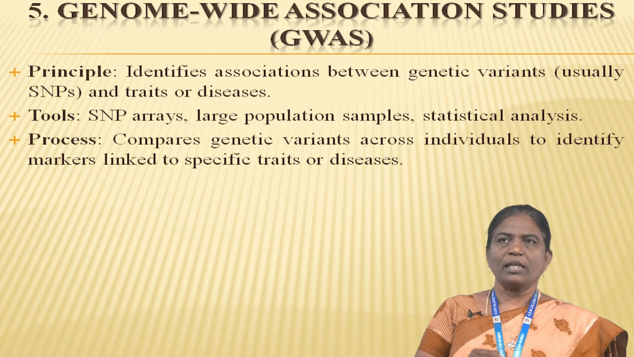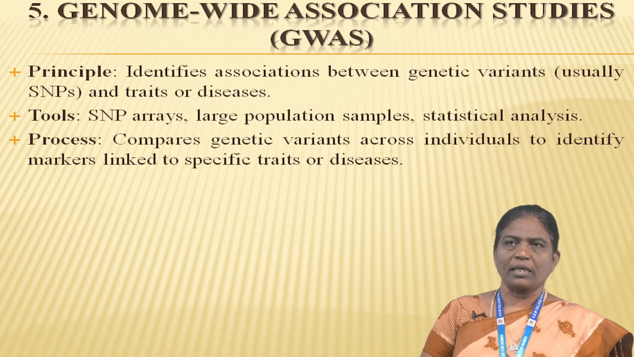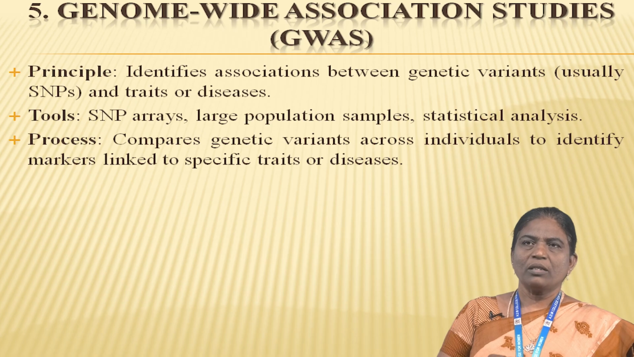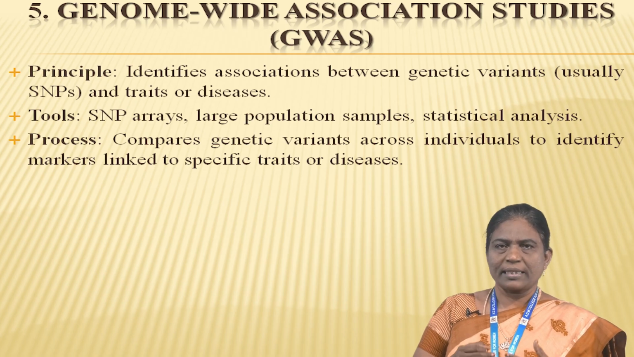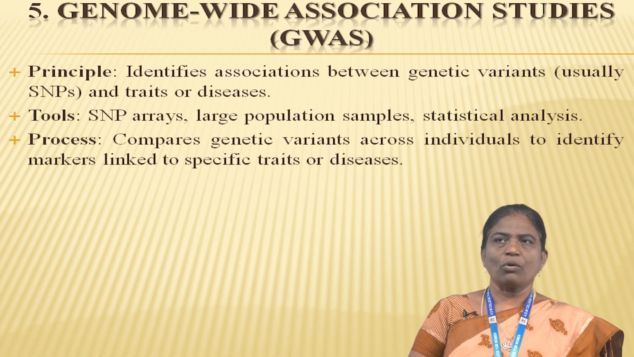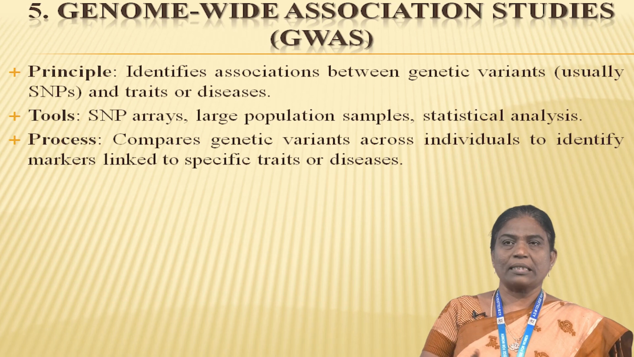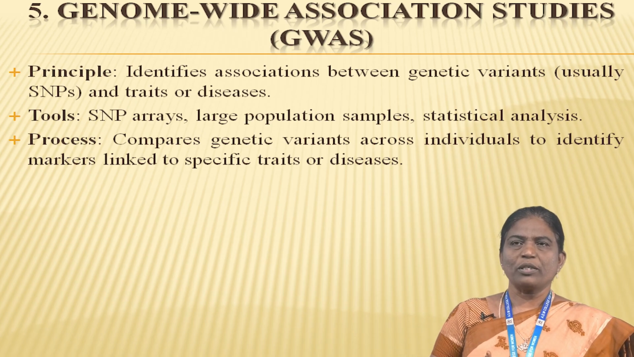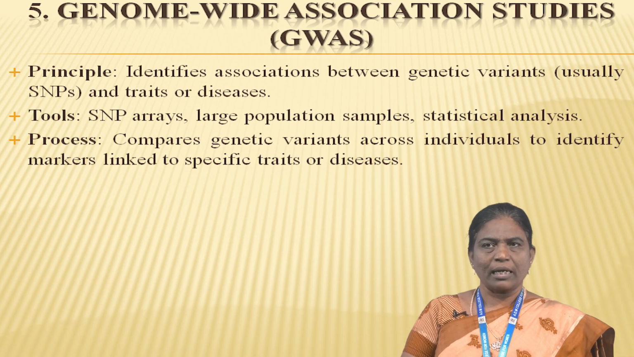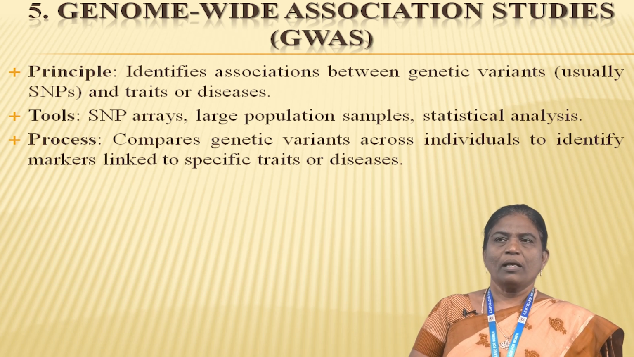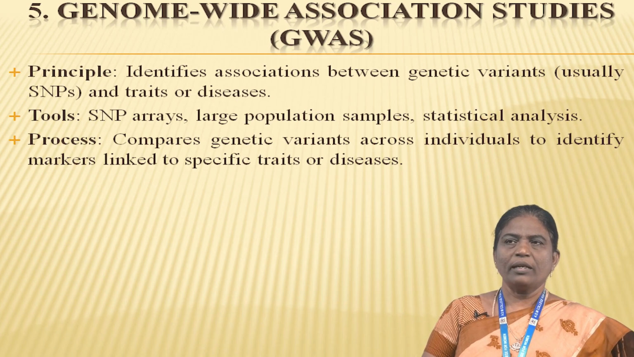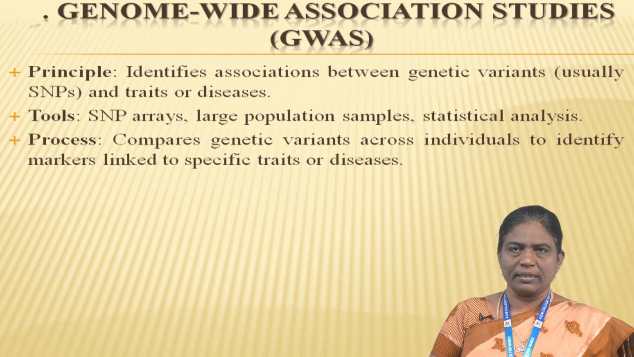And also, genome-wide association studies. Here the principle is identifying associations between genetic variants, usually SNPs, and traits or diseases. The tools we are using here are SNP arrays, large population samples, and statistical analysis. The process compares genetic variants across individuals to identify markers linked to specific traits or diseases.